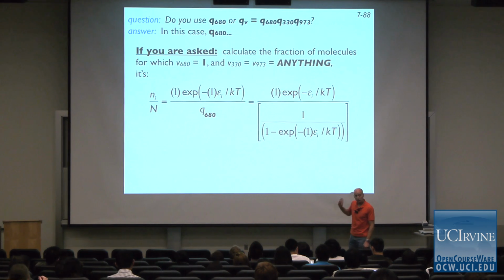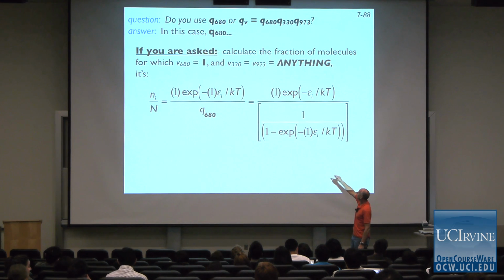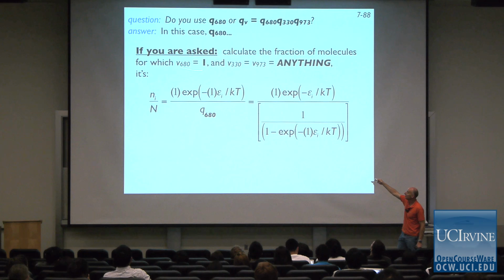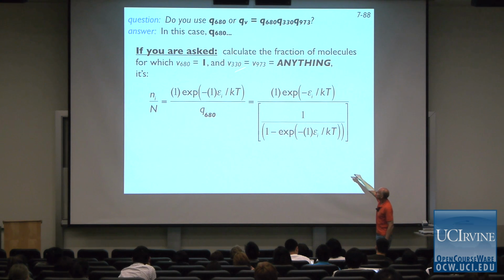You've got to decide. Here's how you make the decision. If you are asked to calculate the fraction of the molecules for which the 680 mode is in its first excited vibrational level, and the other 2 modes are anything, then you only use Q680 down here. In other words, if the identity of these other 2 modes isn't specified, they can be anything. All we want to know is whether the 680 is excited or not. Then you just put the Q680 down here.